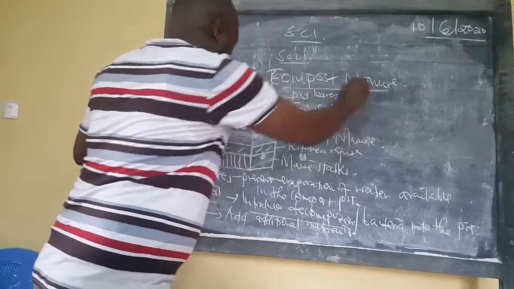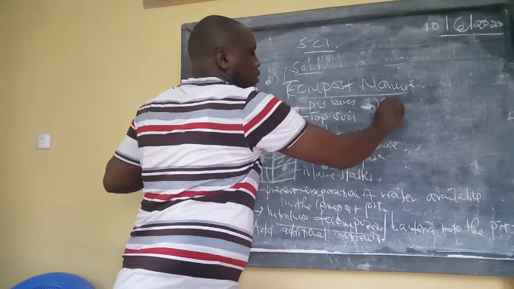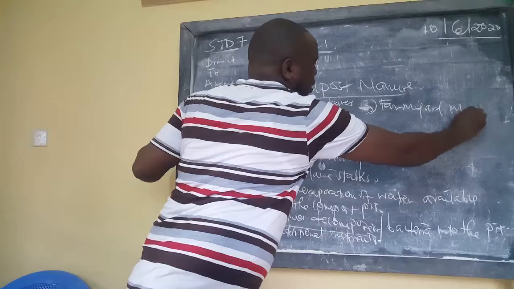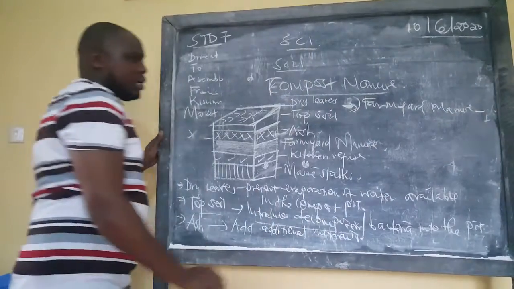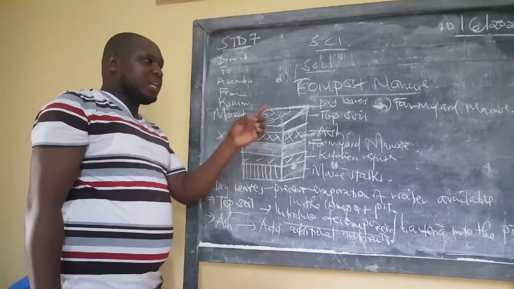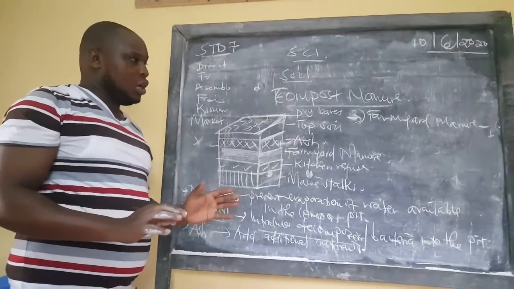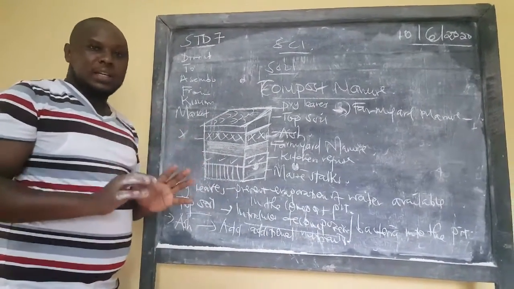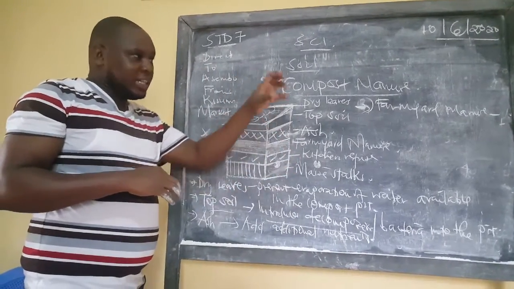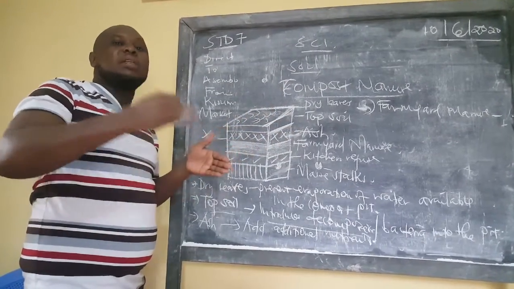Then the layer number 4 is layer farmyard manure. What is the importance of farmyard manure? Remember, we are going to the cow shed and we are picking some farmyard manure. Remember that farmyard manure in the cow shed is fine. It's already decayed and is in fine state. So we are bringing it there because it's already fine, because bacteria acted upon it already in the cow shed and it became very fine. So we are bringing it into the heap to be the food.